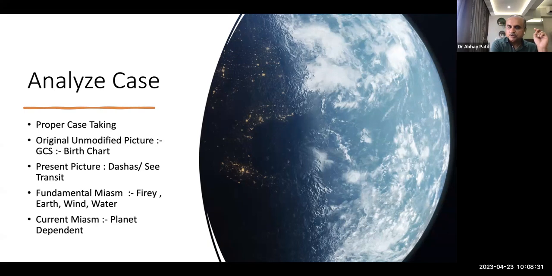So now how does astrology help us? Like I told you, first of all, you have to do proper case taking. You have to understand the birth chart of a person. Then suppose the person is suffering from a serious disease now, so you have to understand the dashas, or the period which he is going through, and the placement of planets at present.